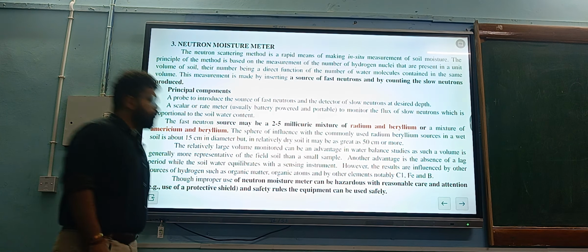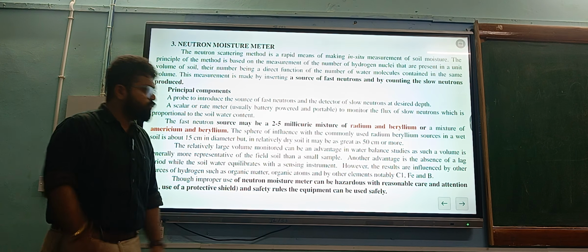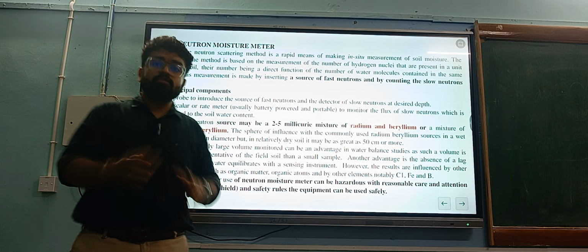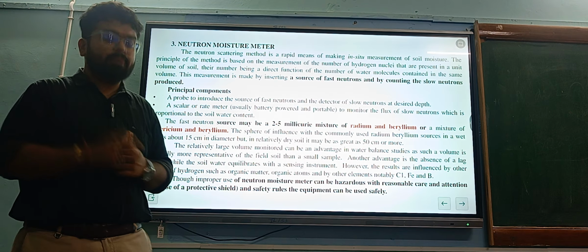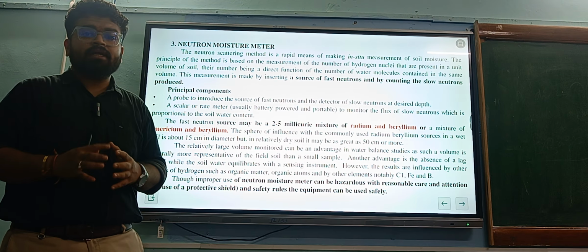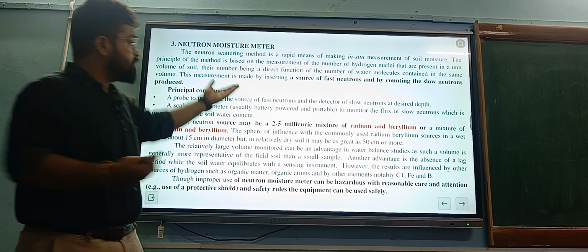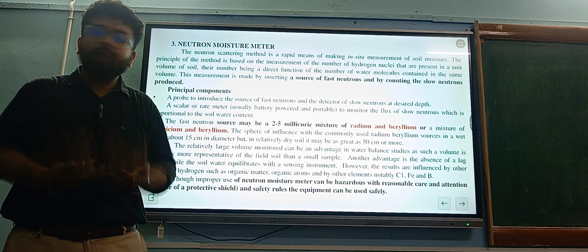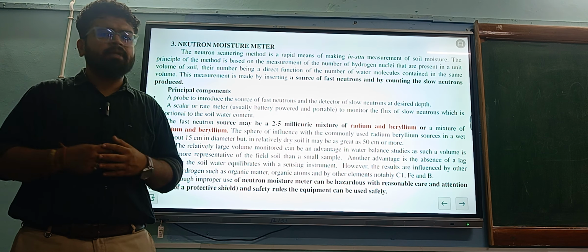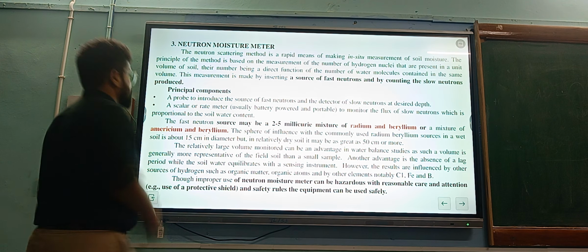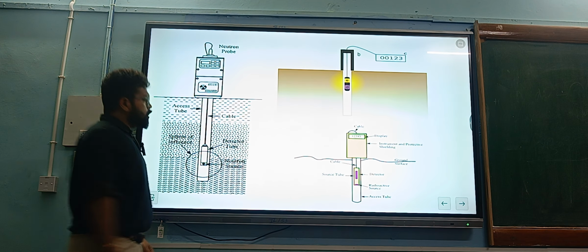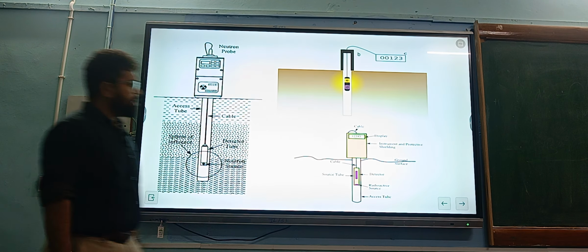Improper use of the neutron moisture meter can be hazardous. So while using the neutron moisture meter, reasonable or extra care has to be taken, because the radioactive source you are using, such as radium and beryllium, may harm human beings. So you have to use it cautiously. So this is the neutron moisture meter. How is it? A probe is there.